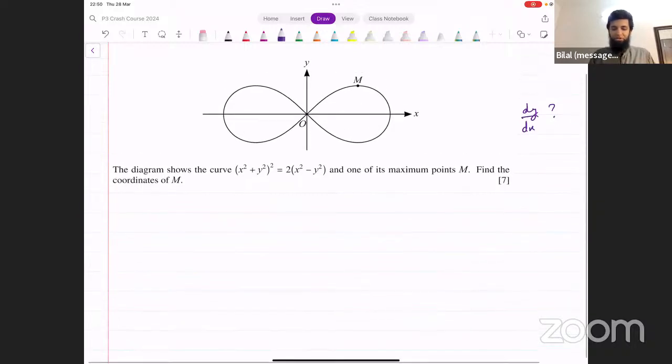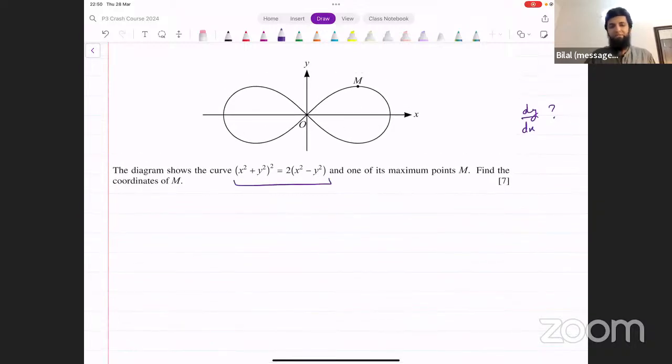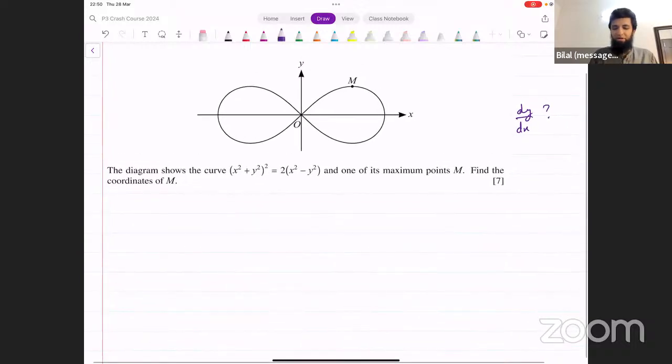Now, this is a function in which y is not the subject. Since y is not the subject, remember the method that we use for differentiating this function, we would have to use implicit differentiation. All right, we'd have to use implicit differentiation to find dy over dx here. Let's see how that is going to work here. So on the left side, we have x squared plus y squared whole squared. On the right side, we have 2 into x squared minus y squared.